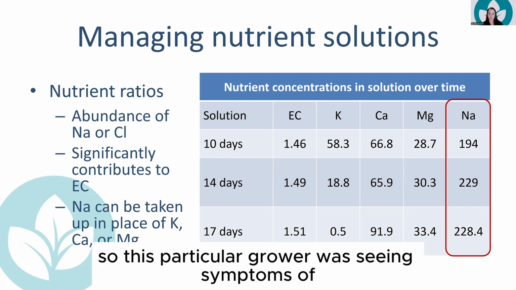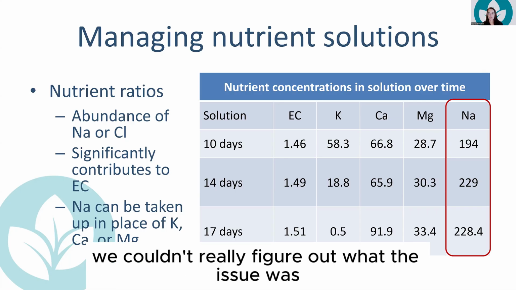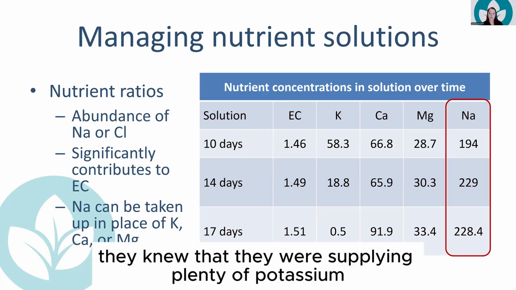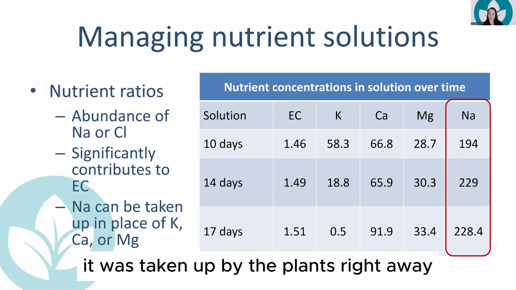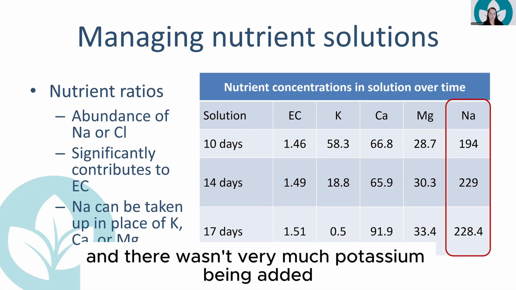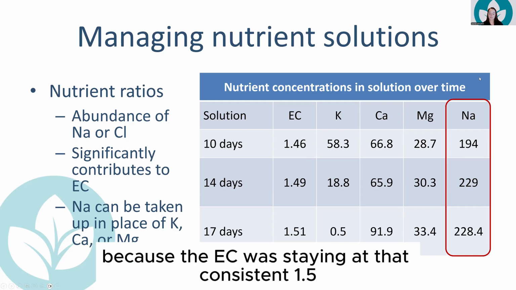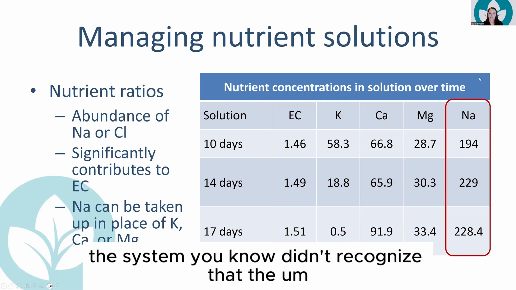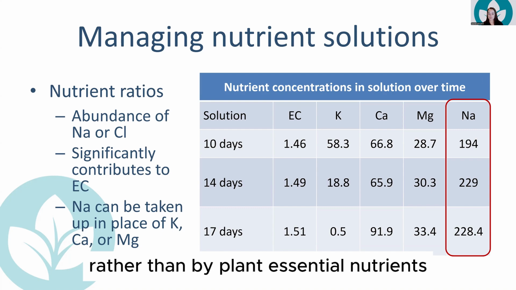So this particular grower was seeing symptoms of potassium deficiency. We couldn't really figure out what the issue was. They knew that they were supplying plenty of potassium, but as soon as that potassium hit the system, it was taken up by the plants right away. And there wasn't very much potassium being added in the first place because the EC was staying at that consistent 1.5. The system didn't recognize that the EC was being driven up by sodium rather than by plant essential nutrients.